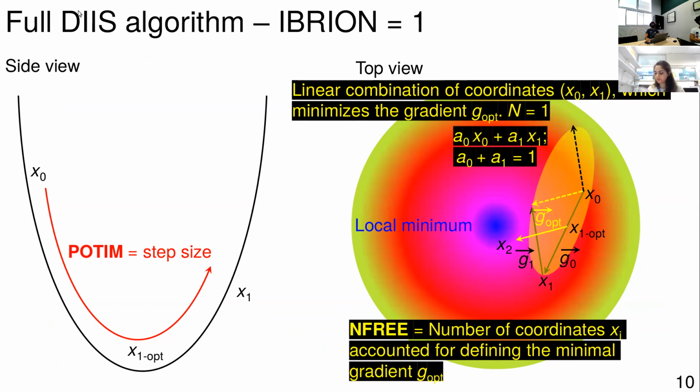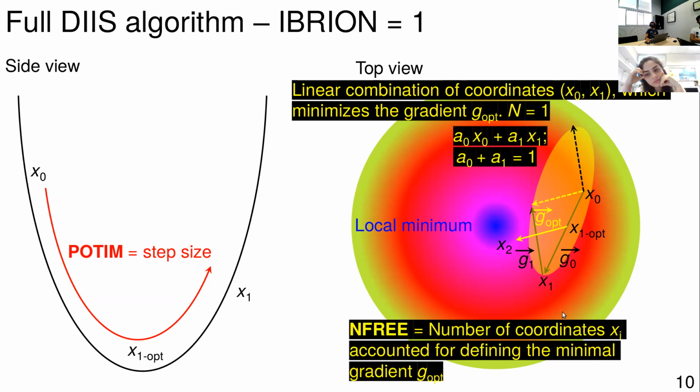So Ibrian 1, this full DIIS algorithm that yesterday I got a bit confused about. This is the one where you insert n3, okay? And n3 is the number of previous coordinates that you account for in defining the minimum gradient. Now I explain this a bit better. How does this algorithm work? You give a potting. The potting would be the step size. This is the side view, okay?